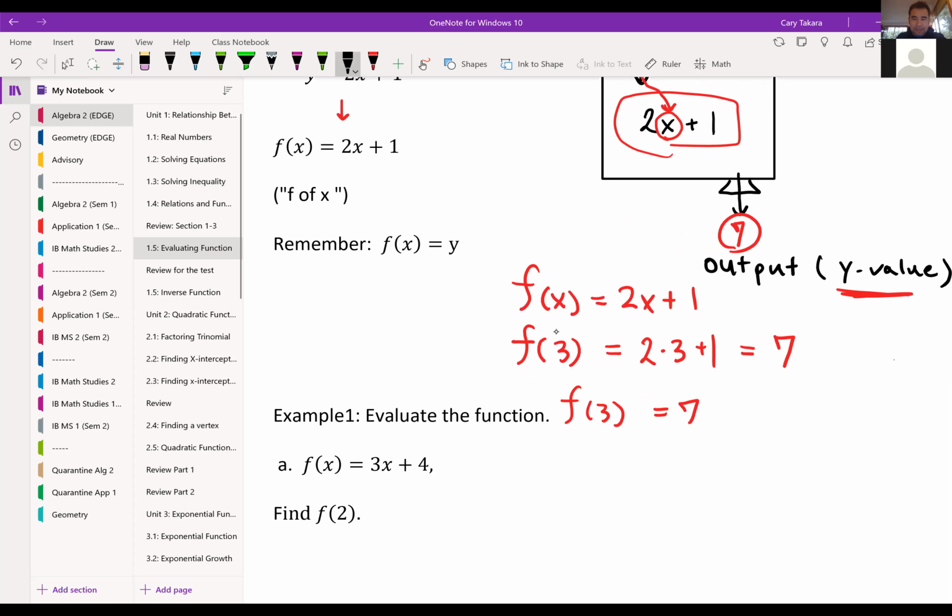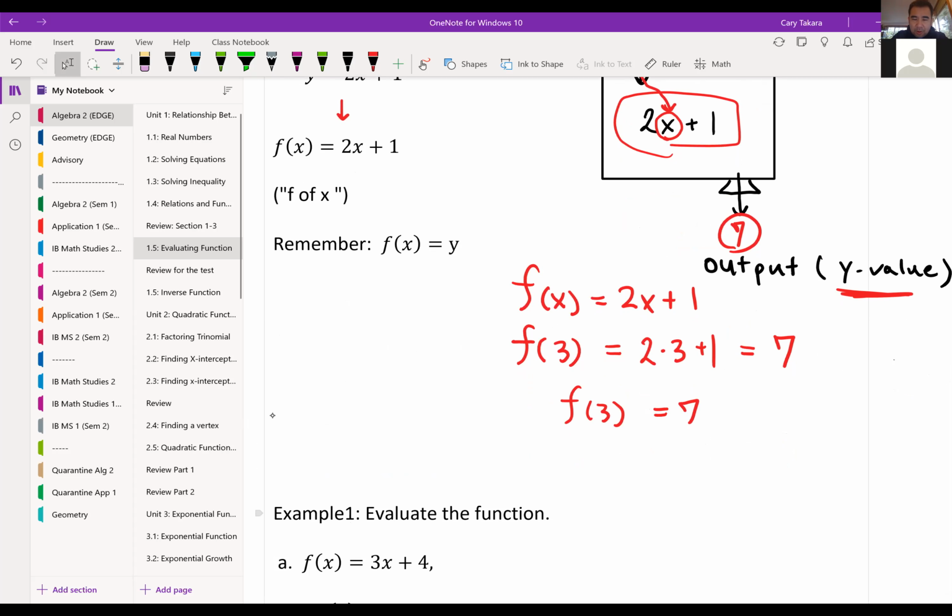meaning that when the input is 3, the output is going to be 7. And that's what the function notation is. Function notation is able to describe what the input is and what the output is in one equation. And you were not able to do that if you were using just y equals 2x plus 1.